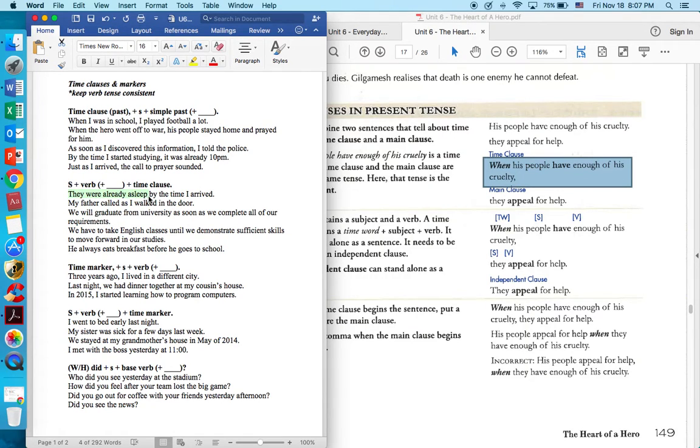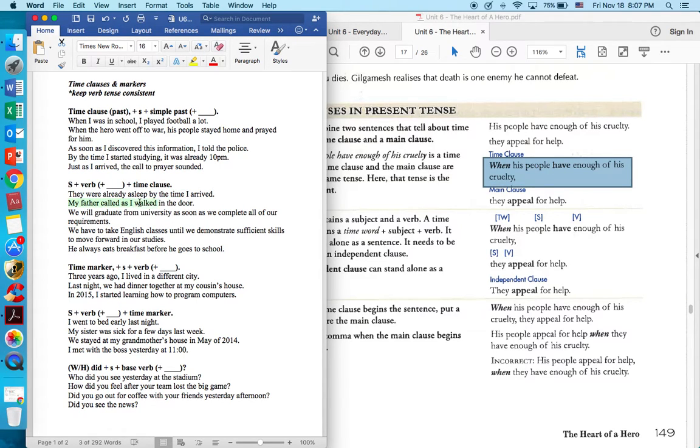We know that it's the end of the first clause for a couple of reasons. They were already asleep is a complete sentence. If we put a full stop there, that would be fine. The other way we know that it's the end of that clause is because by the time is where we have the start of the next clause, which is the time clause. By the time is a time indicator. By the time I arrived. I arrived by itself could in fact be a full sentence. So these words here make it dependent on this first clause.